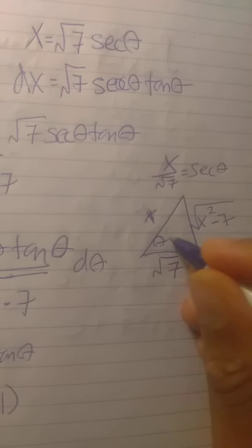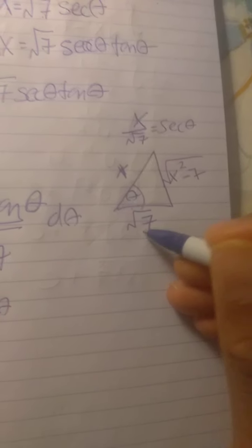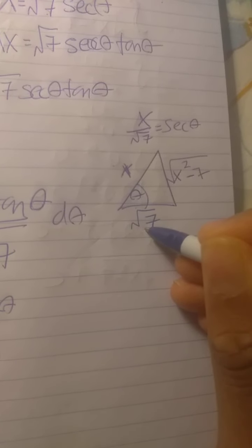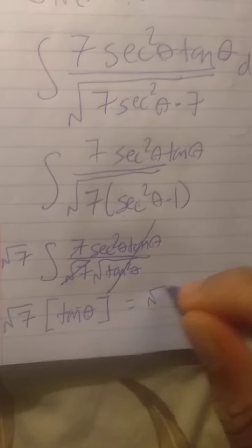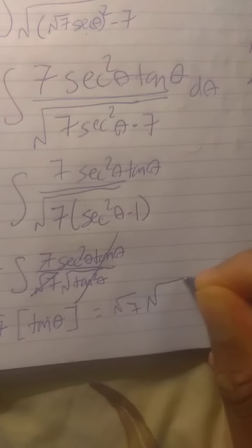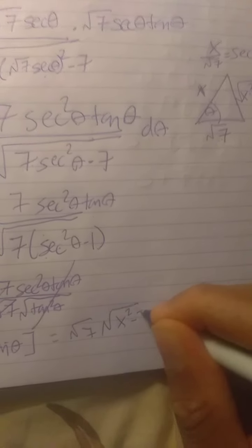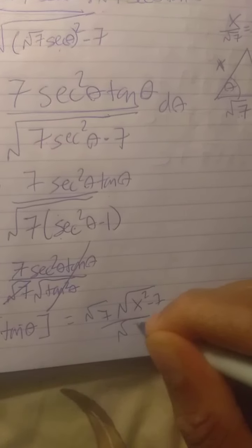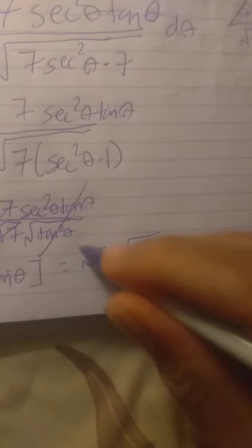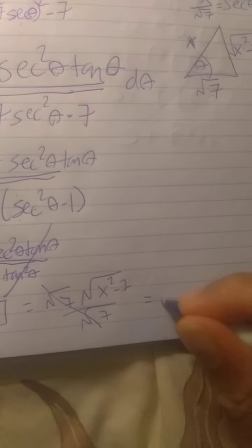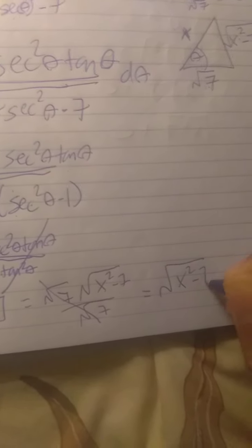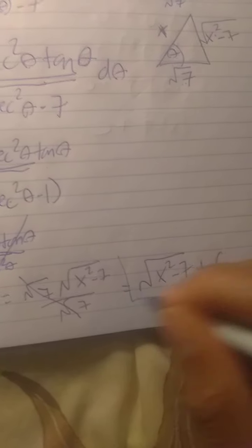And then basically we want to ask ourselves, well, what is tangent? Well, tangent is just going to be opposite over adjacent. So then we'll just rewrite this as square root 7, then the square root of x squared minus 7 over square root 7. And then these two will cancel, and your final answer is the square root of x squared minus 7 plus c.